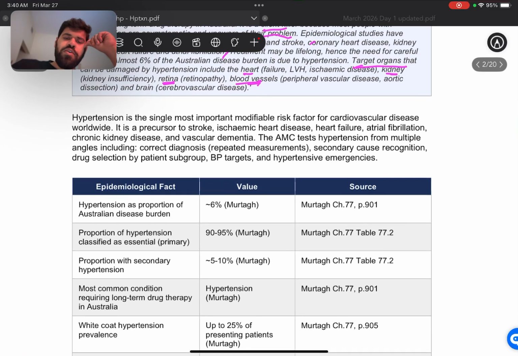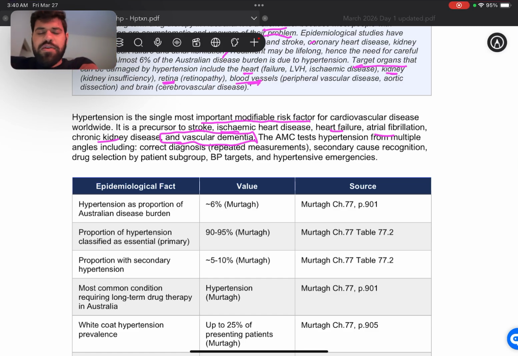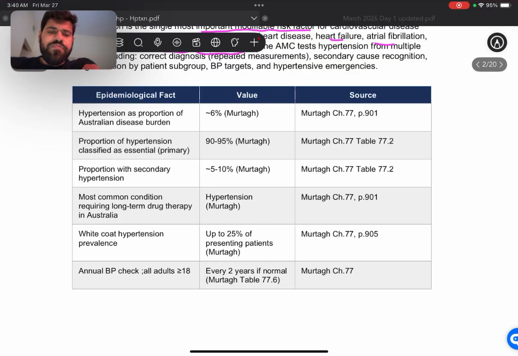All right, so hypertension is the most important modifiable risk factor for CVD, and it's a precursor for stroke, ischemic heart disease, heart failure, AFib, CKD, and vascular dementia. They're going to test us about hypertension from the diagnosis, if it's primary or secondary, the different treatments, and the different age groups, and how they get affected. The epidemiology for this is not very important.